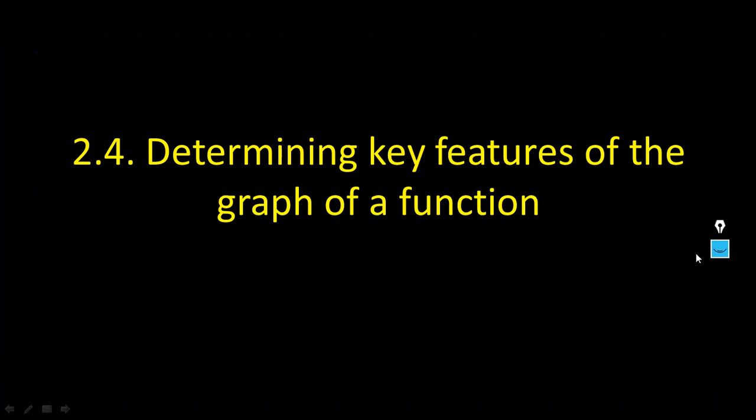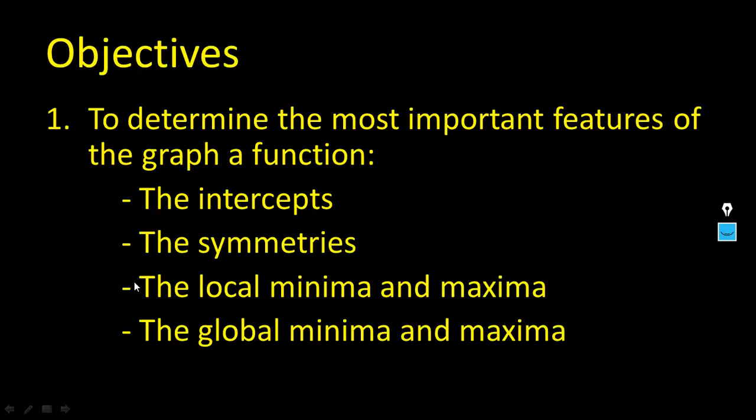Hello class, good afternoon and welcome to today's topic, which is 2.4, determining key features of the graph of a function. So let's start right now. What are the objectives? Basically, we just have one, which is to determine the most important features of the graph of a function, which are divided into these categories.